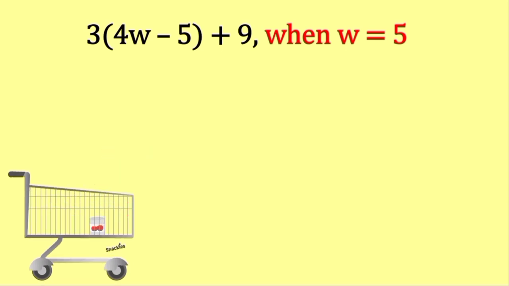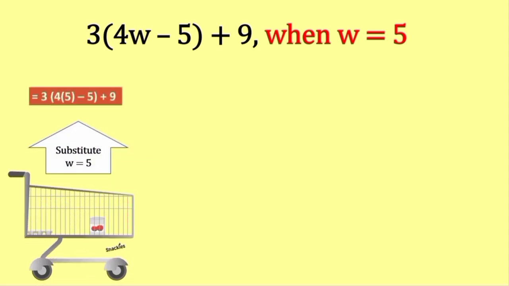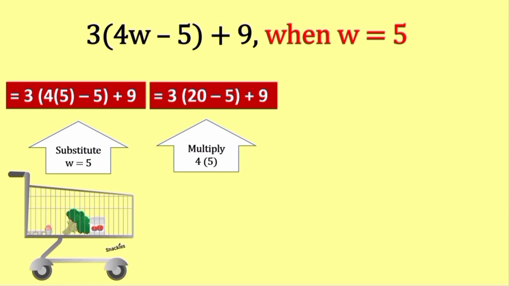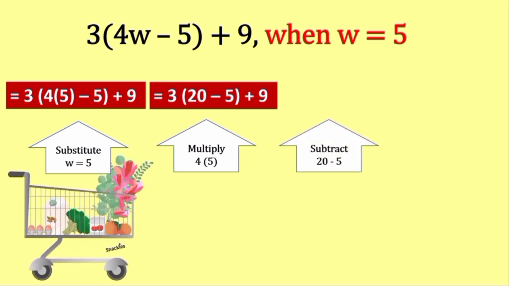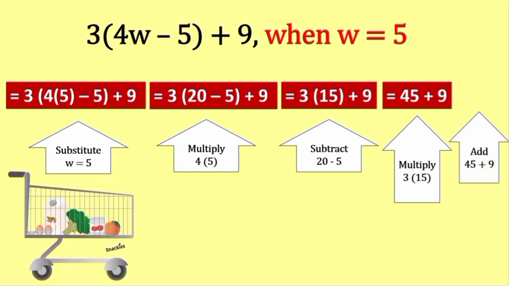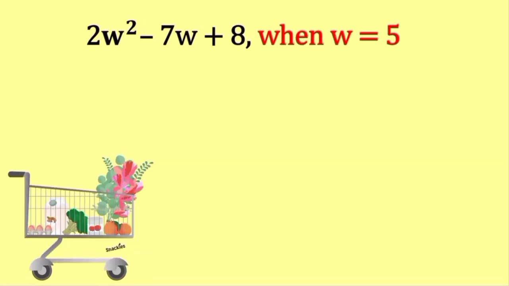Example number 2. Thrice the difference of 4w and 5 plus 9 when w is equal to 5. First, substitute the value of w. Now, perform the operations. 4 times 5 is equal to 20. Then, subtract 20 minus 5. We have 15. Now, let's multiply 3 and 15. We have 45. And lastly, let's add 45 and 9. Our answer is 54.